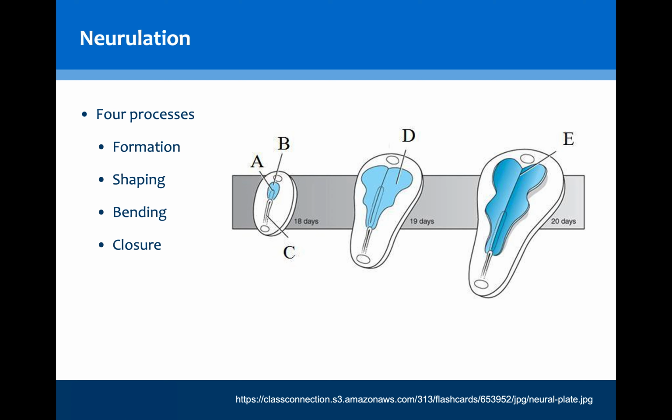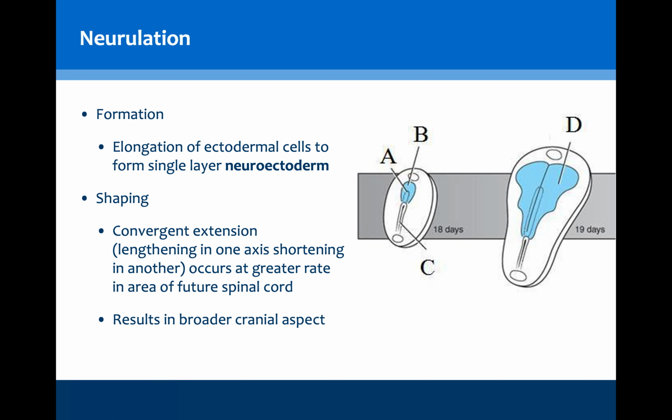When considering neurulation, it's four distinct processes, and we'll discuss the clinical consequence of these four processes. But first, you get formation of this neural plate, this blue bit here on the trilaminar disc. And then you have shaping, such that it starts to look more like a recognizable spinal cord. There's bending to bring the sides together, and then closure once the two edges come together.